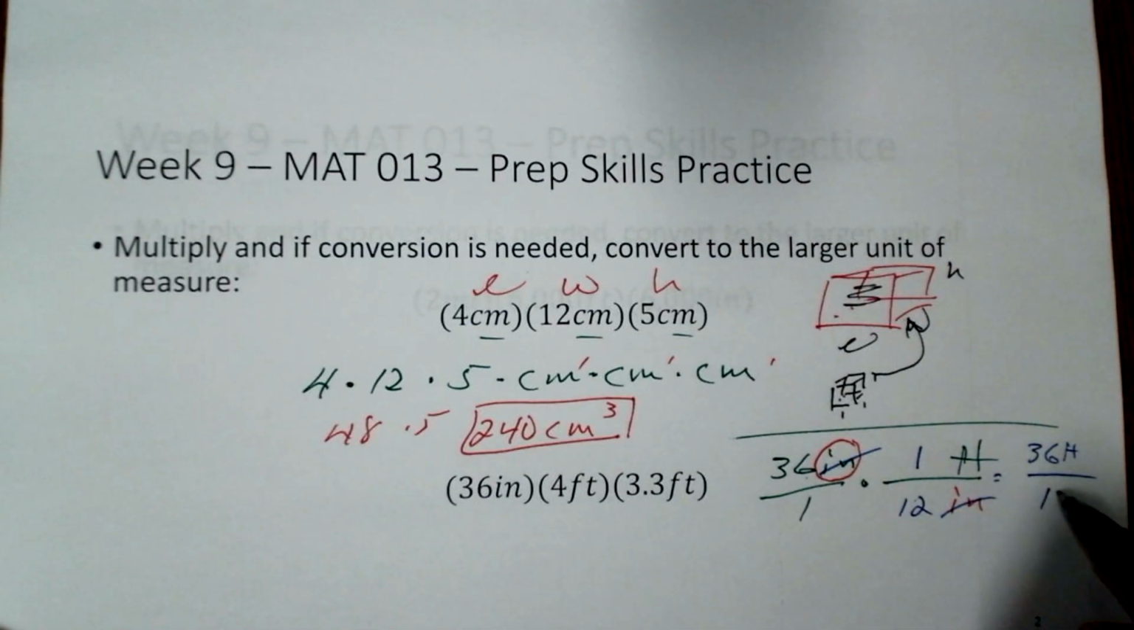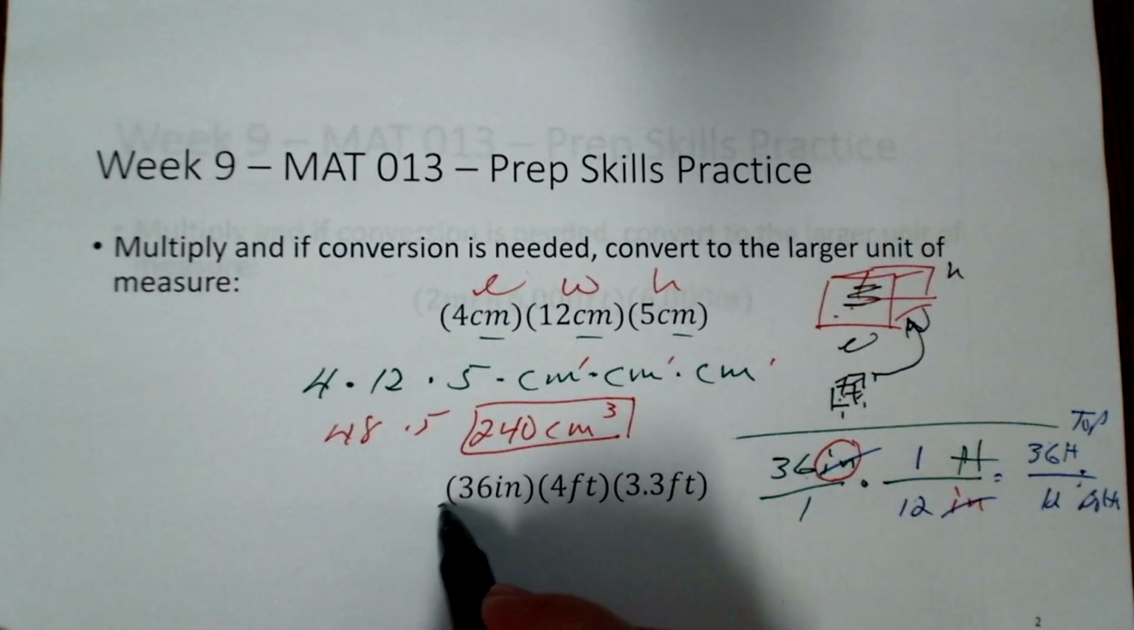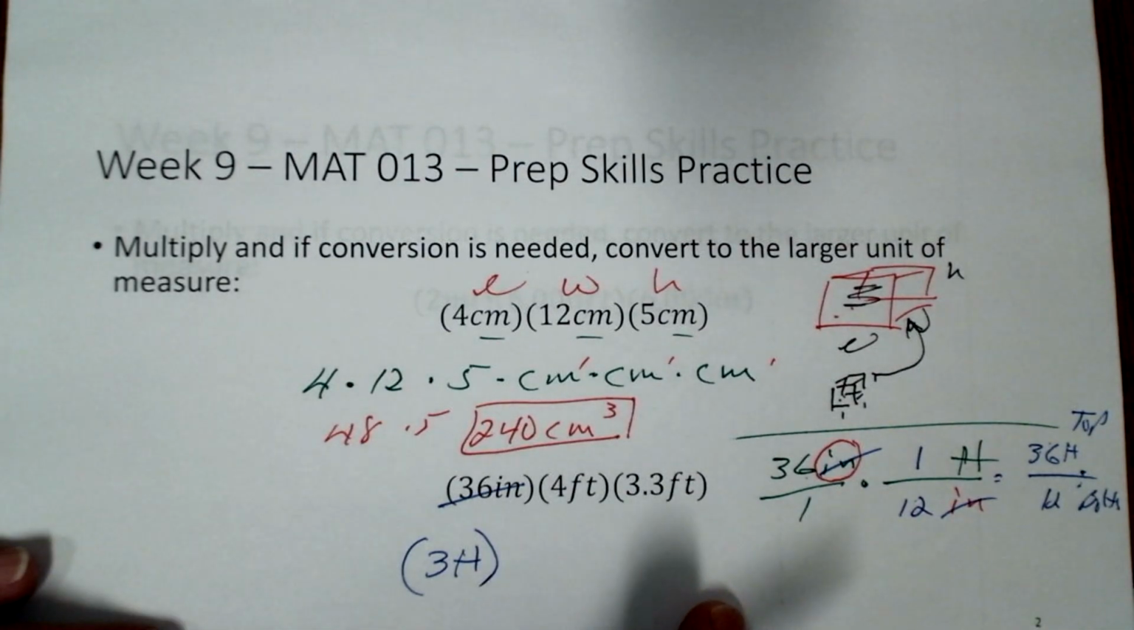Okay, 1 times 12 gives us 12. And then 36 divided by 12, because we know the fraction bar means divide, right? It always has, always will, and it's always top divided by bottom. 36 divided by 12 is 3. So this becomes 3 feet. Now we can solve this problem.